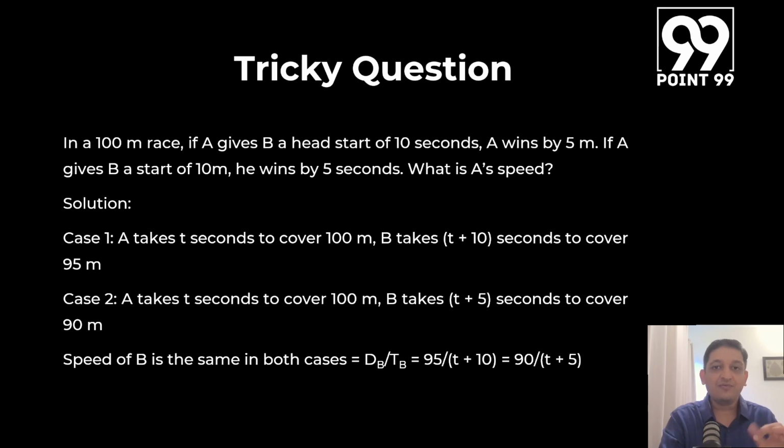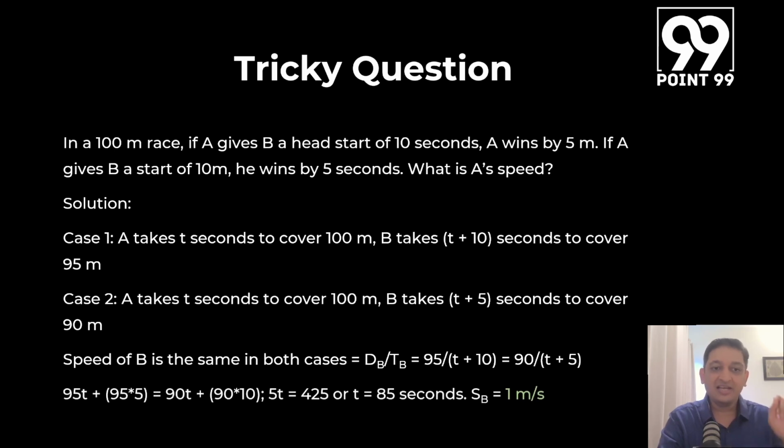So we can say that in case 1, speed of B is given by nothing but distance B upon time B. Distance covered by B in the first case is 95, time taken by B is t plus 10. In the second case, distance covered is 90, time taken is t plus 5. Now, if you do cross multiplication, 95t plus 95 into 5 will be 90t plus 90 multiplied by 10. If you just shuffle all the terms, you will see that t is 85 seconds.